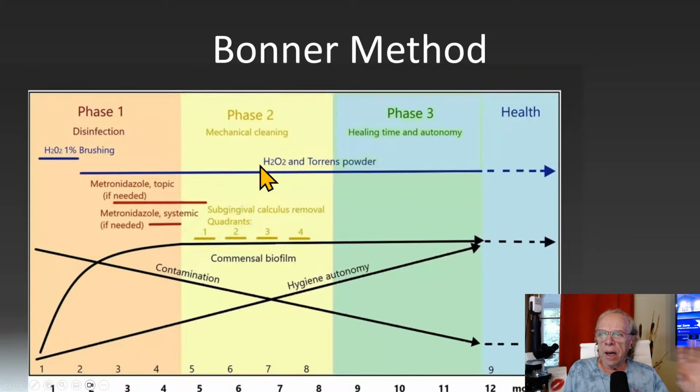So hydrogen peroxide will bring oxygen to the tissue, to the bad bacteria. They don't like it. Same for parasites. So start with hydrogen peroxide brushing, 1%, then add Torrance powder, and you keep this for 1 year. And all your patients will be cured. But sometimes in stage 3, you have to help destroy the parasite.